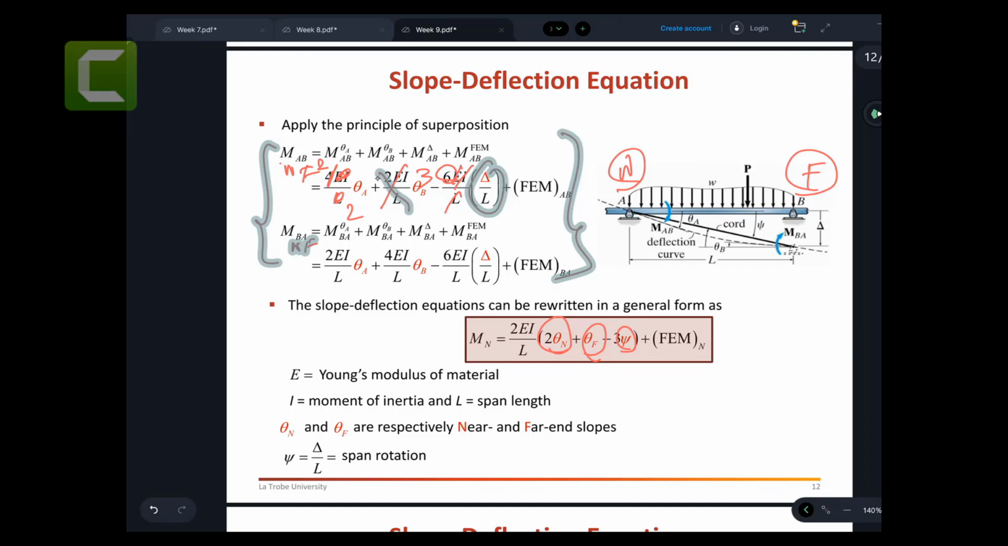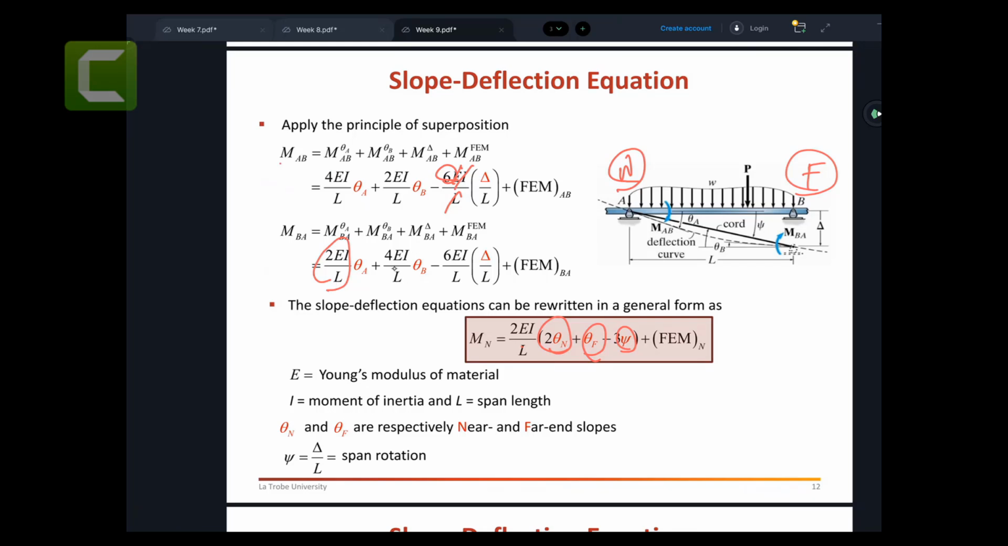Same thing here, by the way. If you take 2EI/L out, you have a 2. This is the near node. B is the near node. So you can see this is 2 times the near node plus this is the far node. So this is the far node, minus 3. This is gone, so only 3 is left, 3 psi, the span rotation, plus the fixed end moment. So this is the equation.